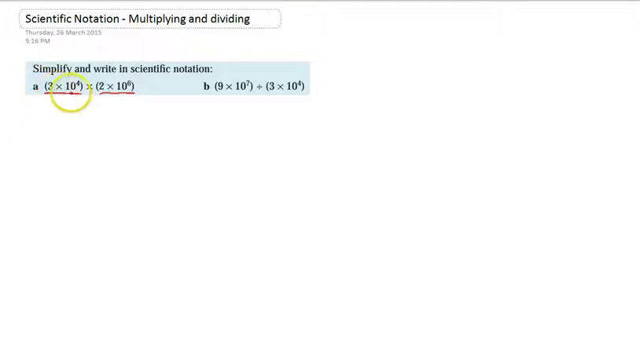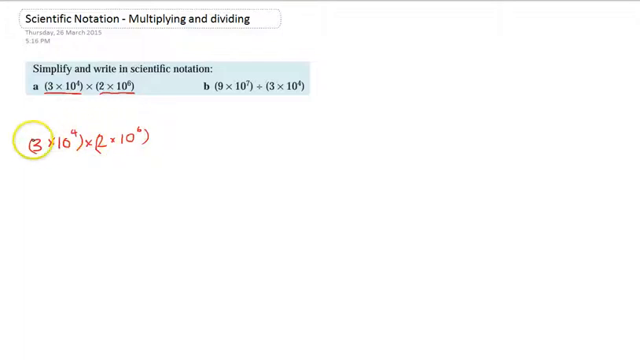So this says 3 times 10 to the power of 4. Okay, so that's a nice big number. And we're going to multiply it by, or they've put brackets in there, and we're going to multiply it by 2 times 10 to the power of 6. Now again, that's a nice big number, 2 times 10 to the power of 6.